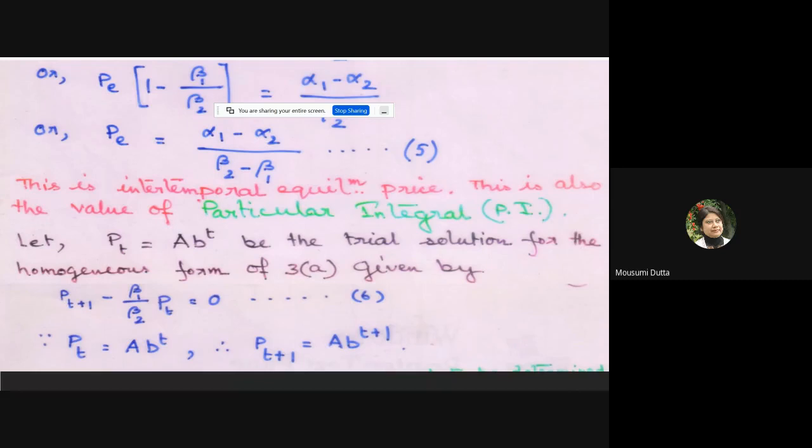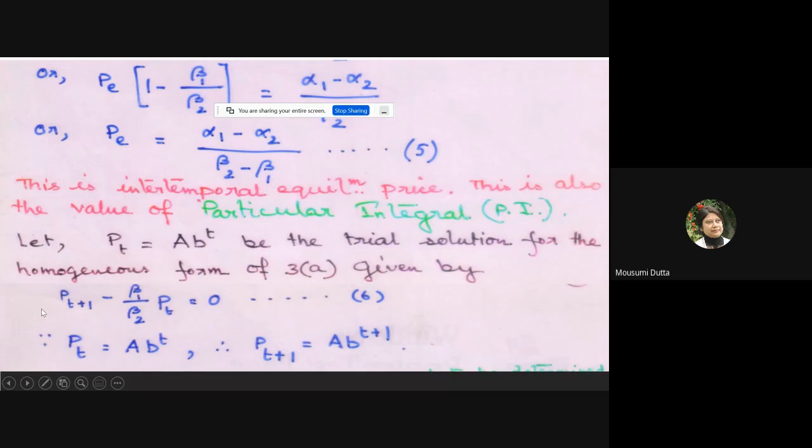Now from your previous experience, if my trial solution for Pt is AB to the power t, then for Pt plus 1 that will be AB to the power t plus 1. Everybody, any doubt? Pt plus 1 can be written as AB to the power t plus 1? Yes, ma'am. Okay, so put both AB to the power t and AB to the power t plus 1 in the homogeneous form, equation number 6. Thus, please write down thus.